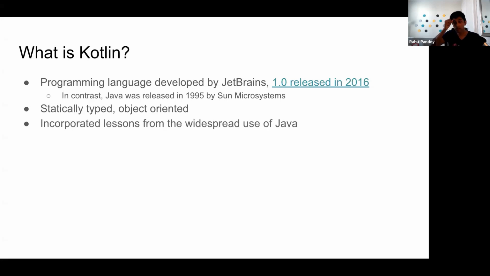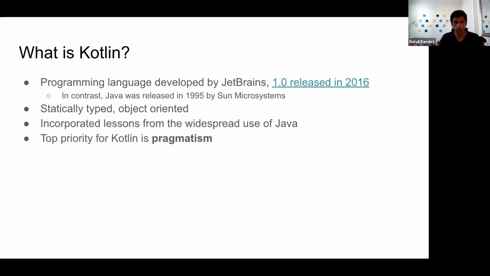And so one of the things that's really nice about Kotlin is that because it came out more than 20 years after Java, it incorporated a lot of the lessons from Java. So both the good parts it took in, and also learned from the bad parts of Java and made sure not to incorporate those when inventing Kotlin. And we'll talk about what those are in the next few minutes.